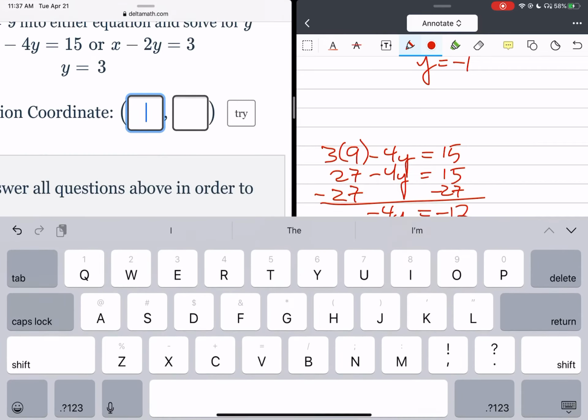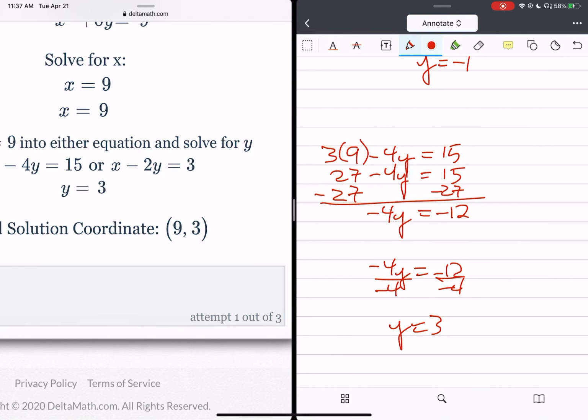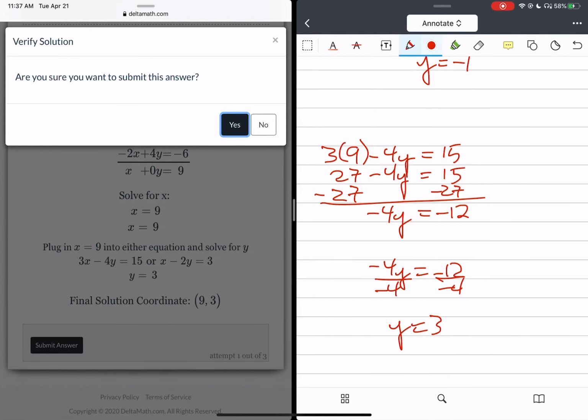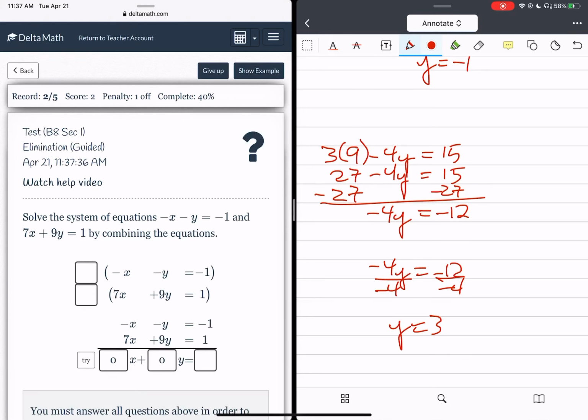Now I just plug in both. 9 for x, 3 for y. Submit. And that's all there is.